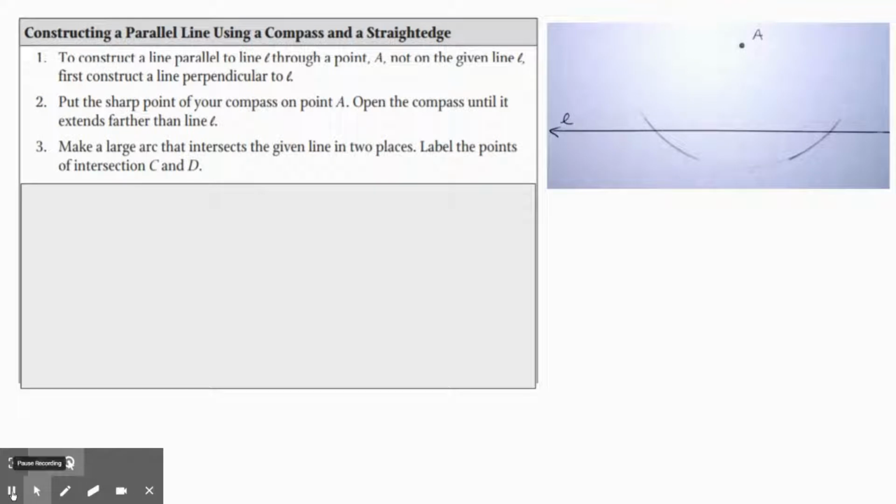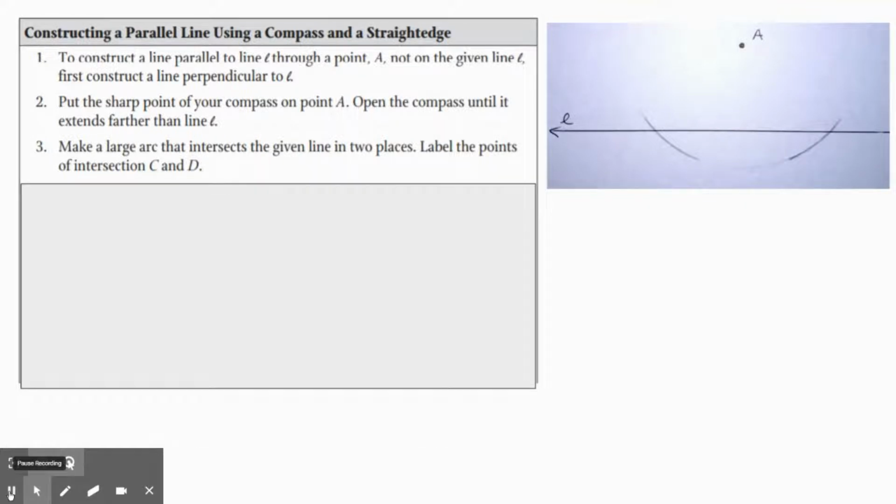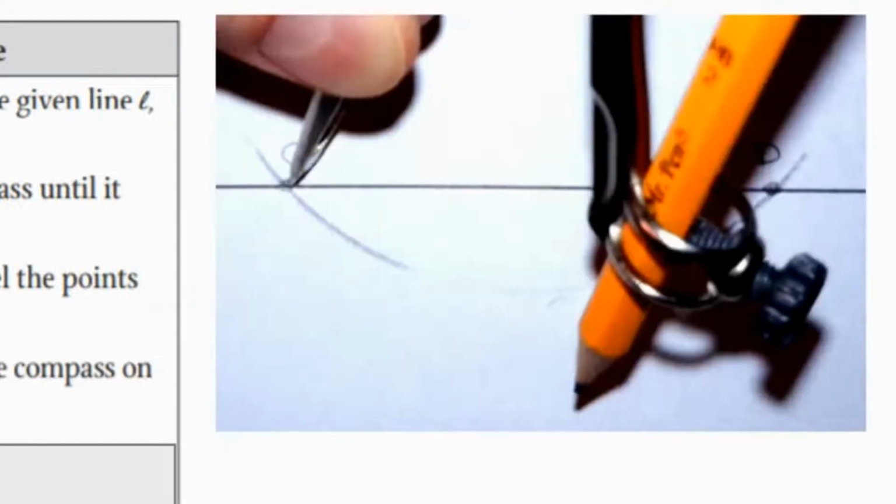Essentially what we're going to do is we're going to create a perpendicular, which we did in the last video, to line L. And then, theoretically, if we make a perpendicular to a perpendicular, those remaining lines should be parallel, correct? So far you should have 2 points of intersection with the arc and line L. I've labeled mine point C and point D.